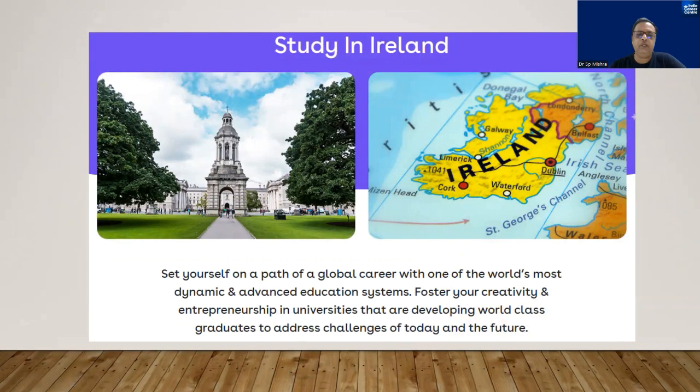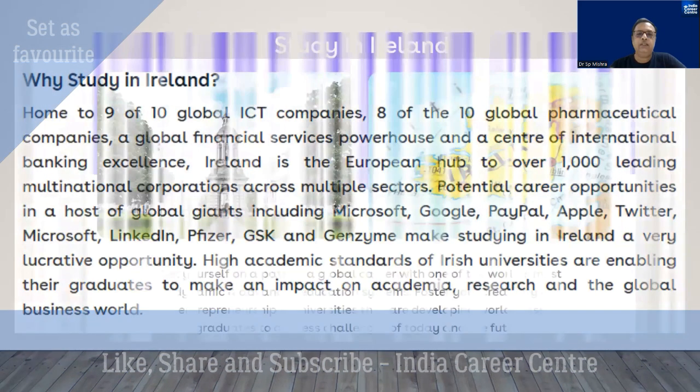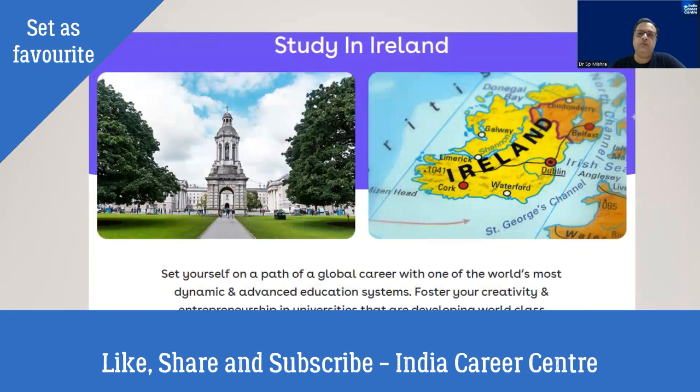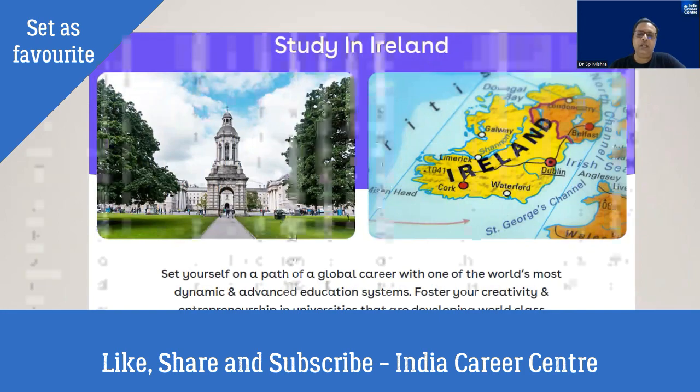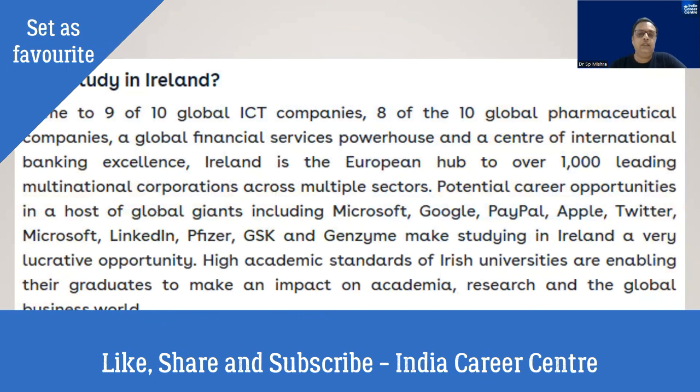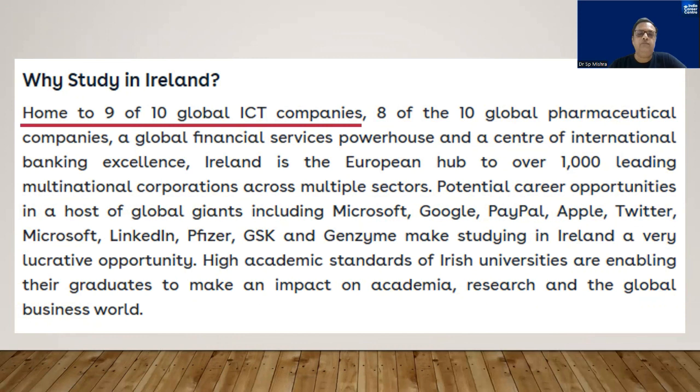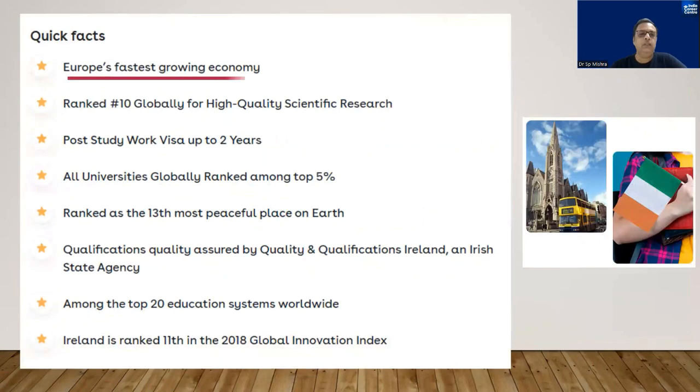Let me quickly take you through Ireland. Ireland is not part of the UK. The other one was Northern Ireland. This is Ireland, so this is slightly different compared to the UK that we spoke about. They are also very good in terms of information technology and pharmaceutical, and Ireland is actually part of the European Union. So it's Europe's fastest growing economy.